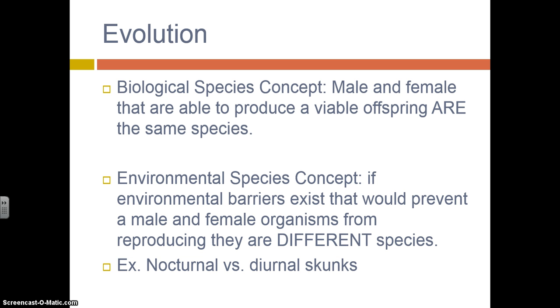However, if you get a daytime skunk and a nighttime skunk together, they can produce a viable offspring. So they would be the same species under the biological species concept, but they are not the same species under the environmental species concept because they do not occupy the same niche and would not naturally be interbreeding.